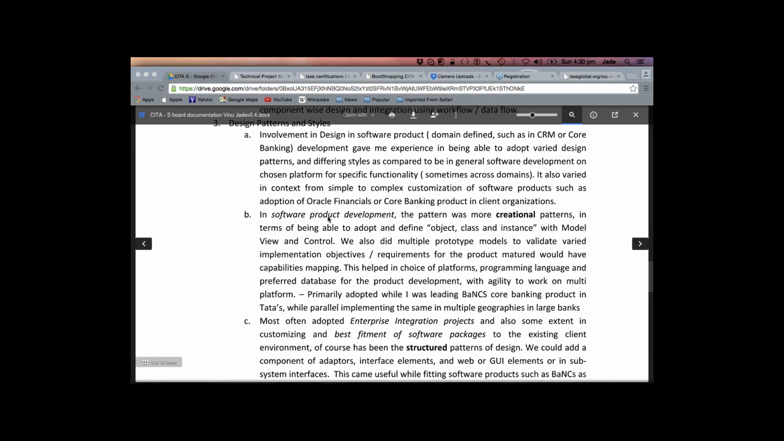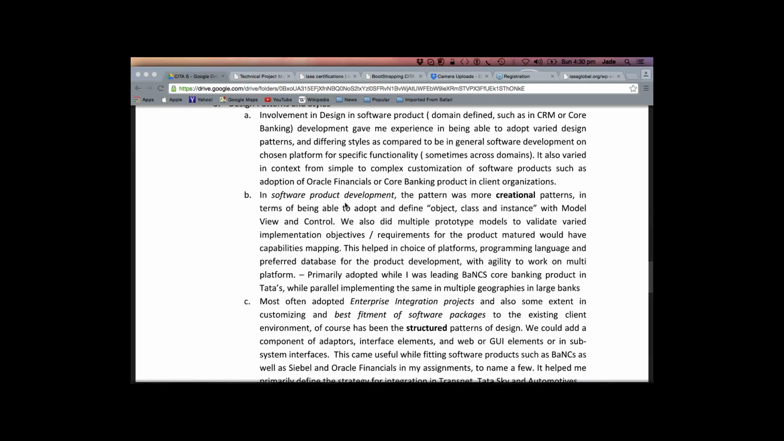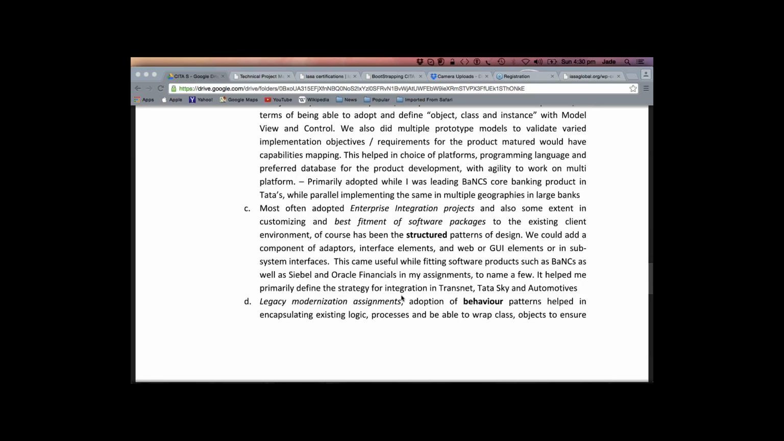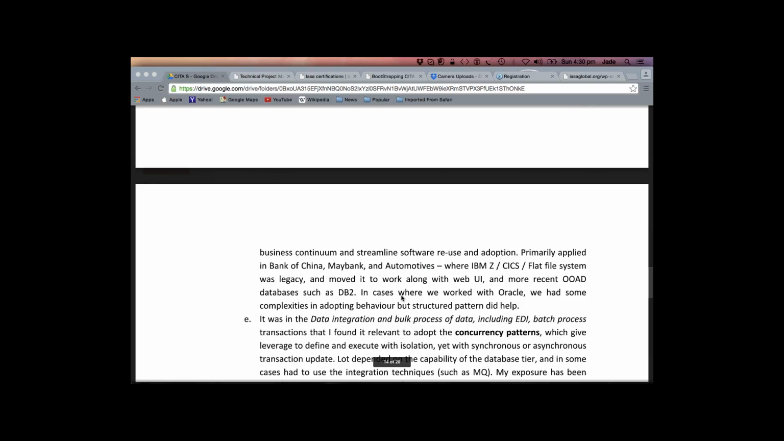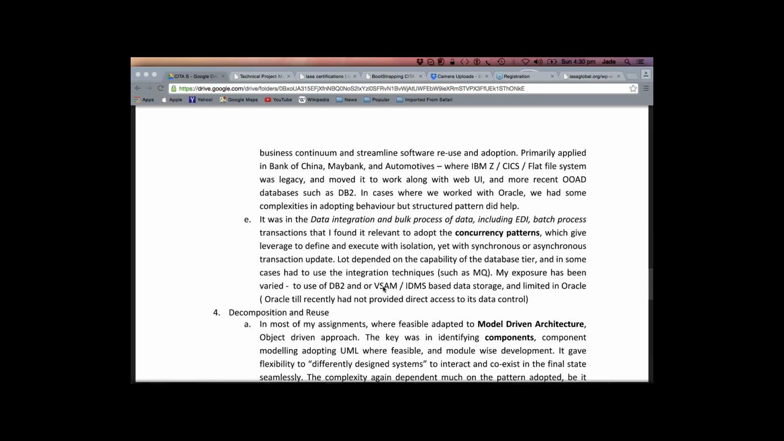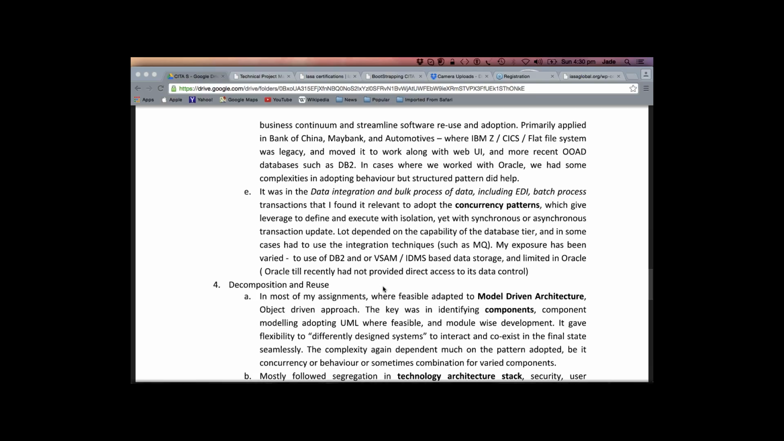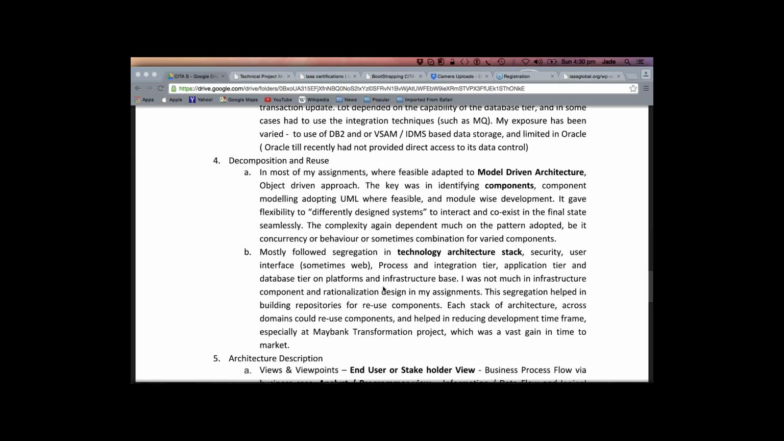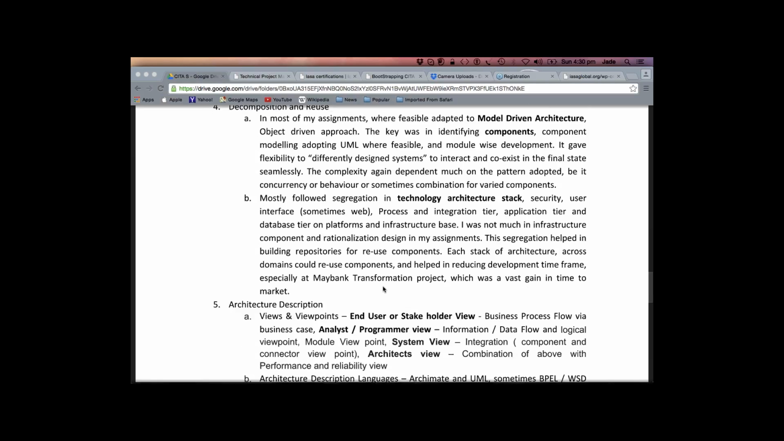So, for example, design patterns and styles was very challenging. What did I do in specific instances? How did I handle software product development? How did I handle integration projects? How did I go with legacy modernization assignments? So I had to detail some of those things which are more in terms of design patterns and design implementations. May not be complete, as I said. I need to revisit it. I hope this gives you a better view of what you need to do, Rajan and Sanjay.